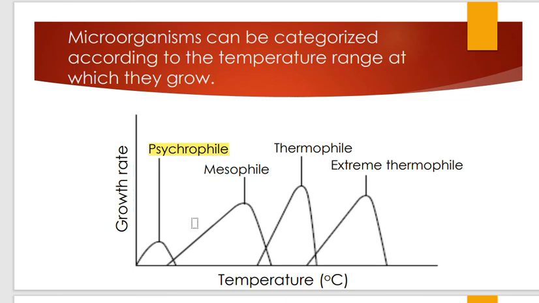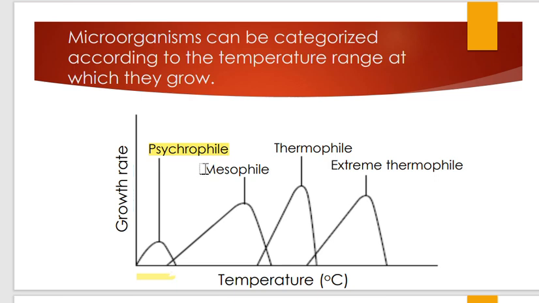Psychrophilic microorganisms are cold loving. So they have an optimum temperature of negative 10 to 20 degrees Celsius. So basically, they have a low temperature requirement and thus they are cold loving. So again, those cold loving microorganisms which grow below 20 degrees Celsius, we call them psychrophiles.